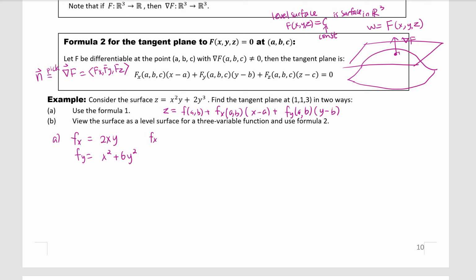Okay, then fx evaluates at, you can see this is just the point (1, 1). Fy evaluates at (1, 1). What is that? 2 times 1 times 1 is 2. Here 1 plus 6 is 7. So z equals, by the way, f of a, b, f of (1, 1) equals 1 plus 2 equals 3. That's why you see this 3 is actually f of (1, 1). Okay?